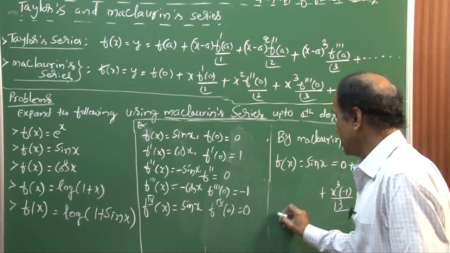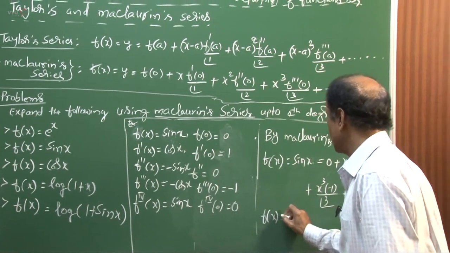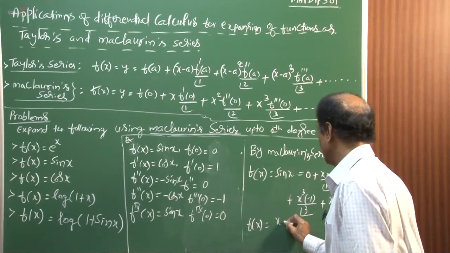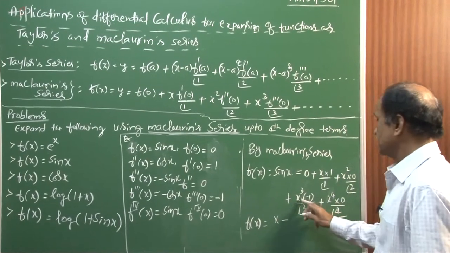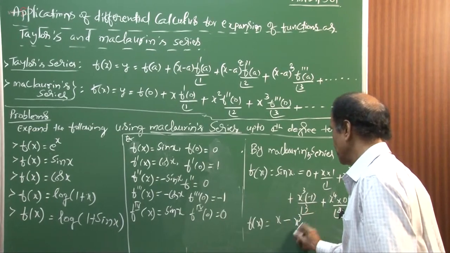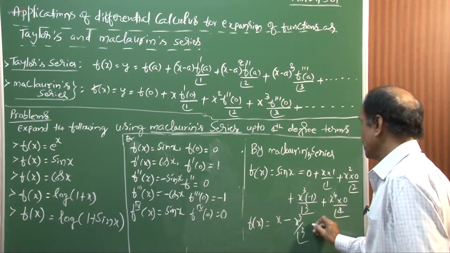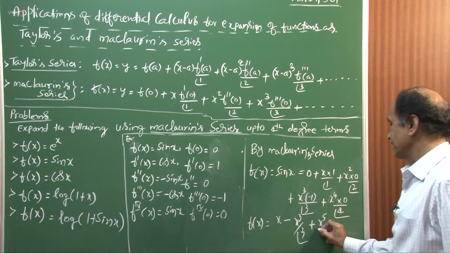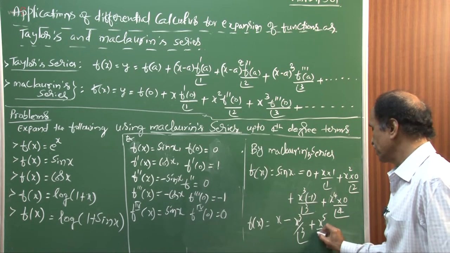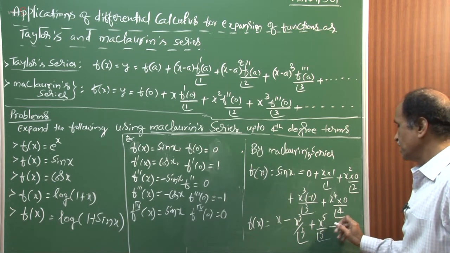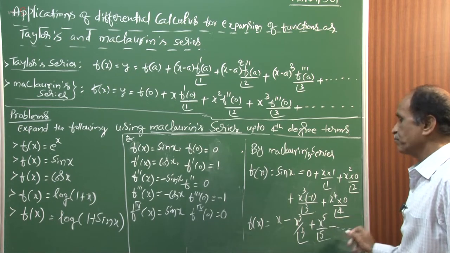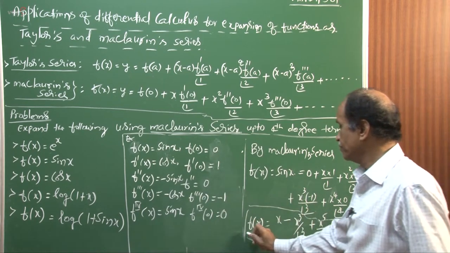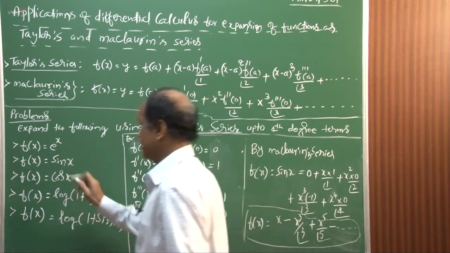Finally, we will get f of x is equal to, first term is 0, second term is not 0, x by 1 factorial, and this is minus of x cube by 3 factorial, and plus of, you can expect as a continuation, 5 factorial in the denominator, x to the power of 5, and alternately plus minus you are getting. So this is our standard expression for f of x is equal to sin x.